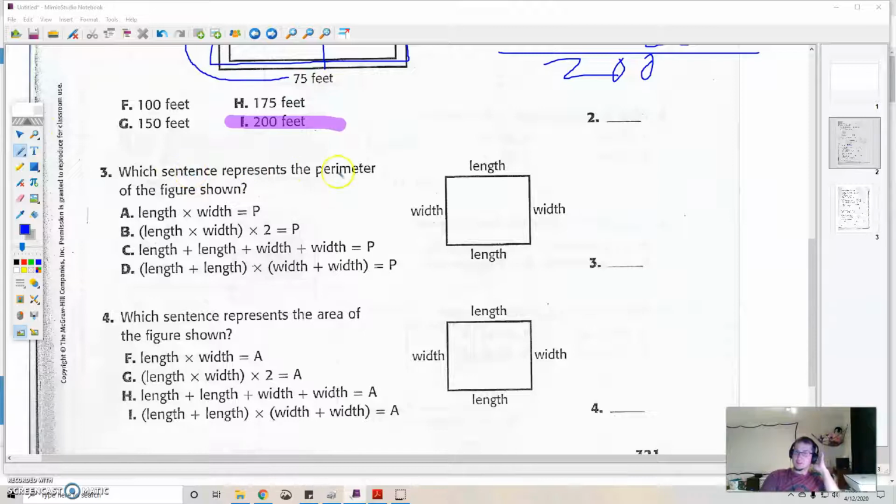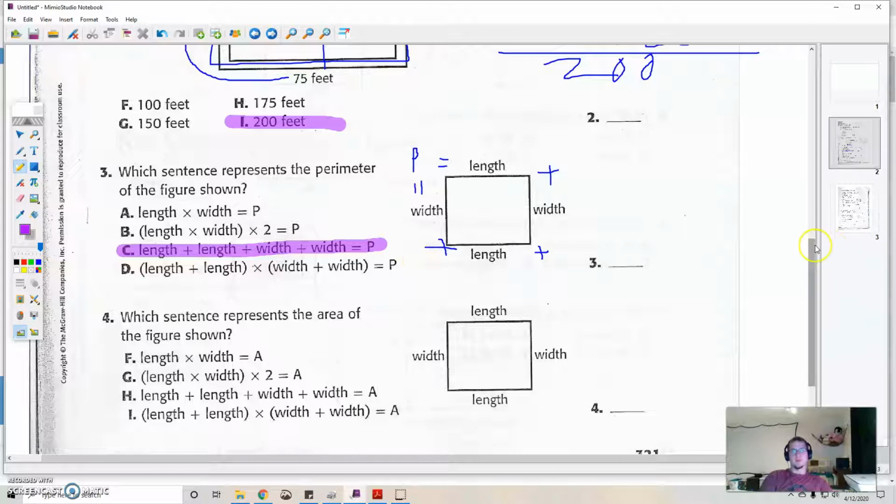Okay. Question 3. Which sentence represents the perimeter of the figure shown? Now remember, distance around, it's going to be length plus width plus length plus width will equal perimeter. Or in the case of what it shows us here, length and width, that put the lengths and the widths together, but that's still length plus width equals perimeter.